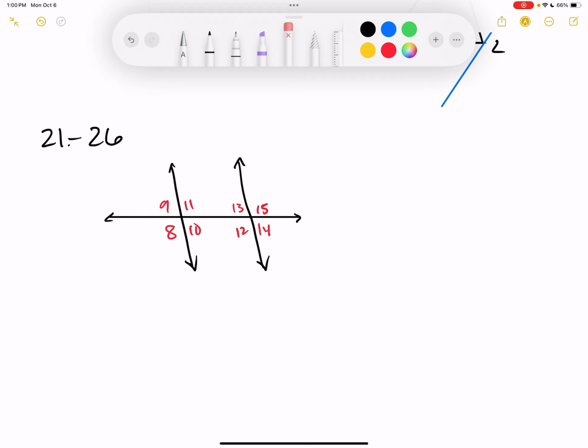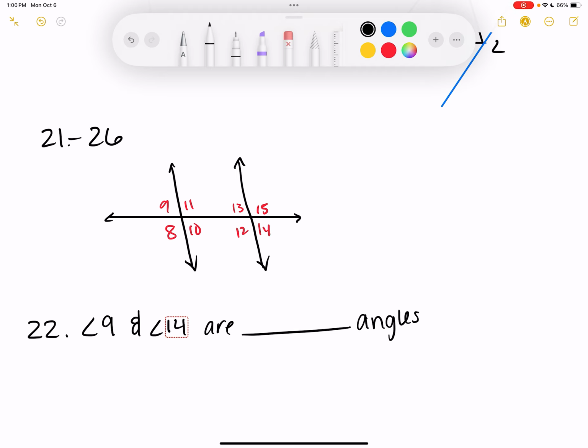So 22. Can we put ALT instead of writing out alternate every single time? Yeah, that's fine. Angle 9 and angle 14 are blank angles. So 9 and 14, yep, alternate exterior.